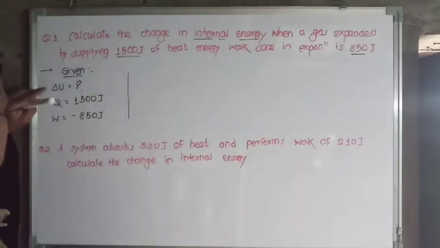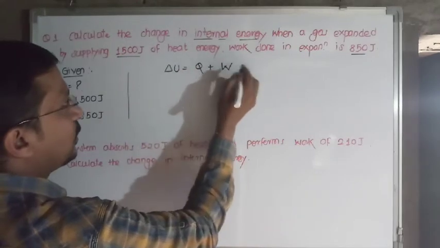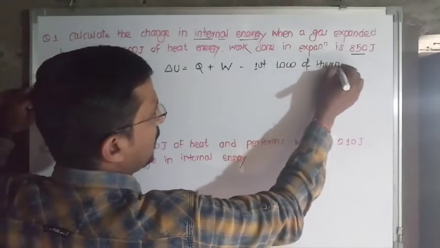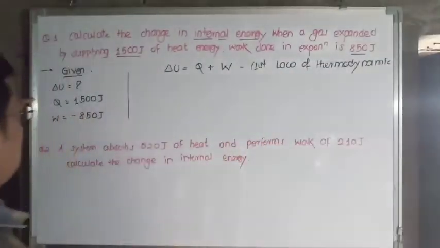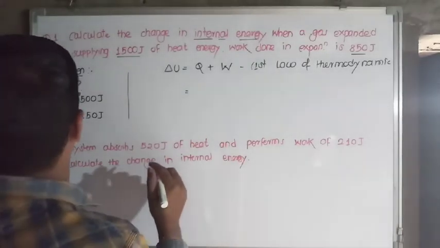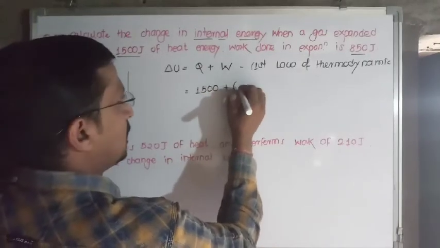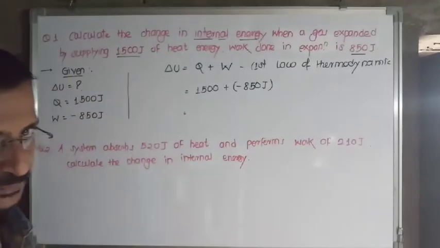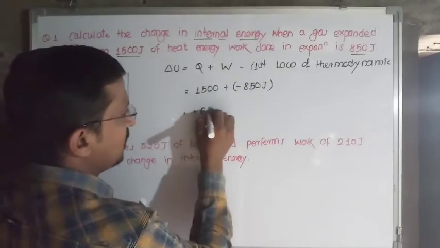As they asked to calculate delta U, delta U is equal to Q plus W, according to the first law of thermodynamics. Direct substitution: Q is 1500 joule plus W, which is minus 850 joule. Plus and minus gives minus, and the sign comes out positive: plus 650 joule.